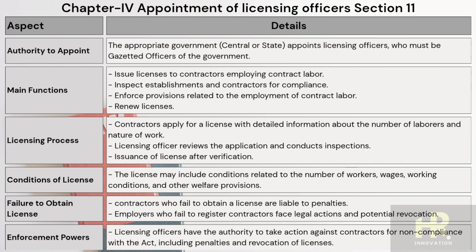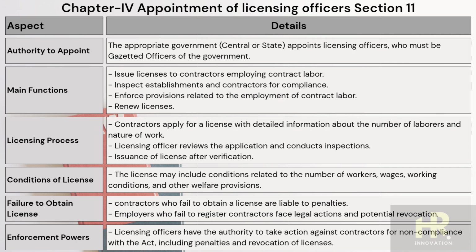Step 3. Contractors must apply for a license, giving full details, like how many workers they will hire and what kind of work they will do. The officer checks the form, inspects the site, and if everything is okay, the license is issued. Step 4. The license may include conditions such as how many workers can be hired, their wages and working hours, and other welfare-related rules.